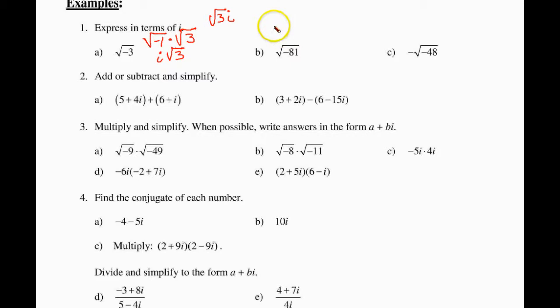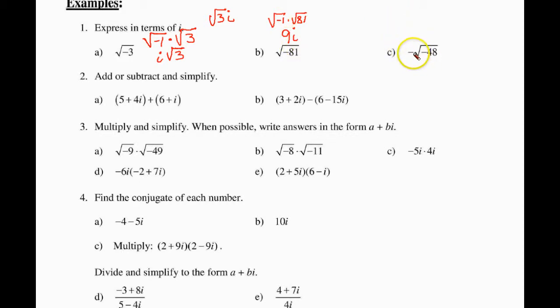So here we're going to again do the square root of -1 times the square root of 81. Well, the square root of 81 is 9, and the square root of -1 is i. So we get from this 9i.